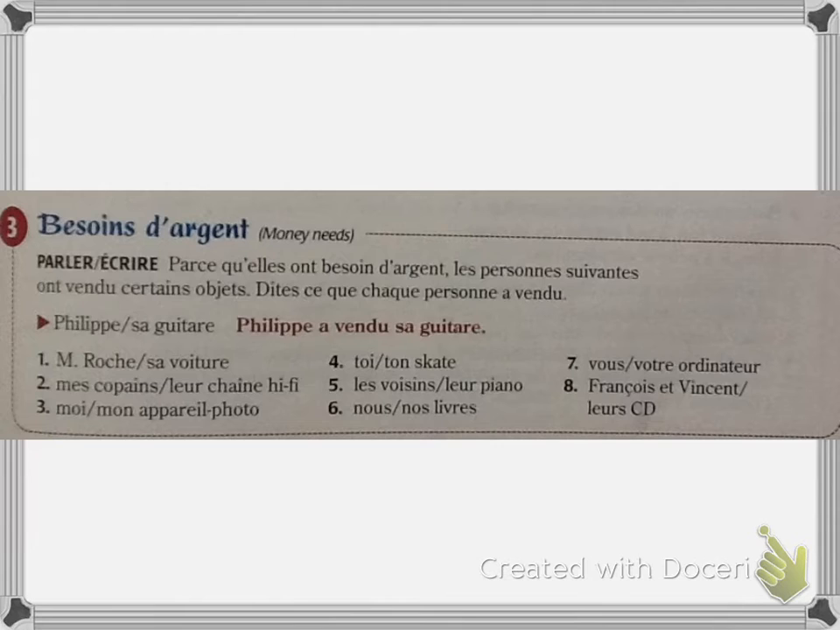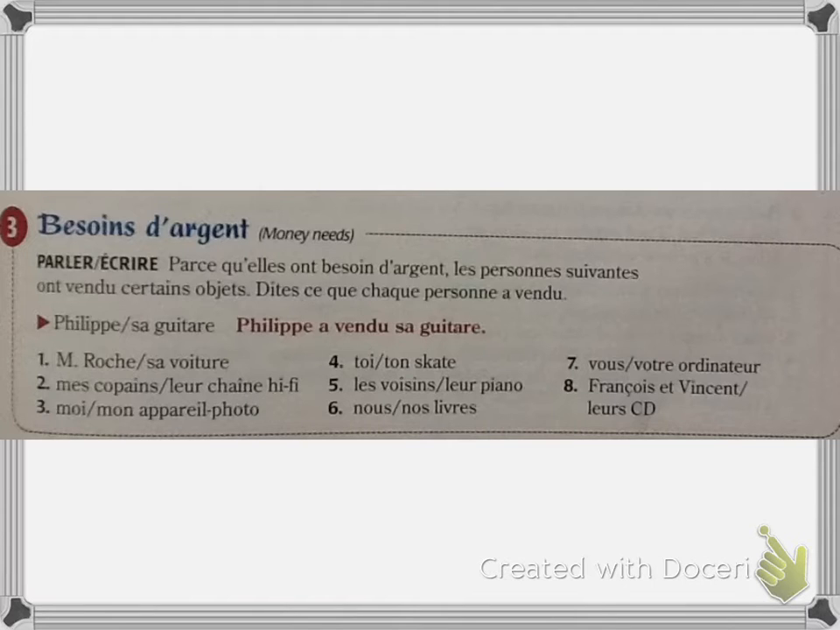So let's take a look at exercice 3, besoin d'argent. Parce qu'elles ont besoin d'argent, les personnes suivantes ont vendu certains objets. Dis ce que chaque personne a vendu. So money needs. Because they need money, the following people sold certain objects. Say what each person sold.